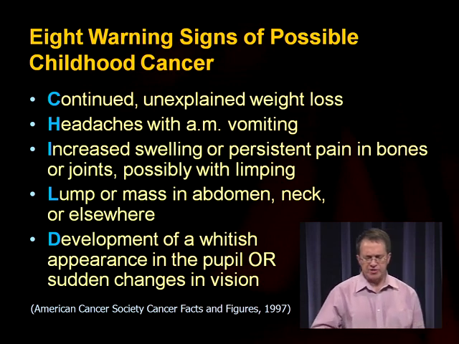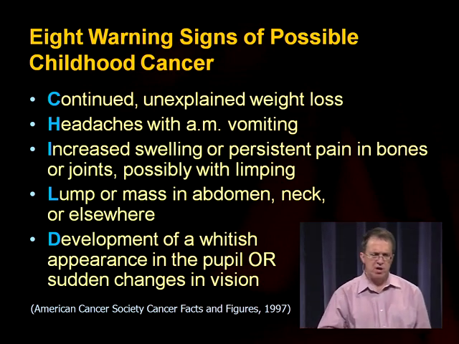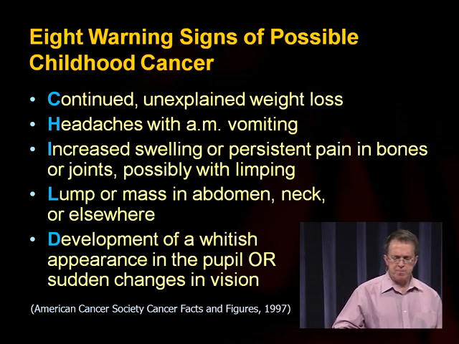Obviously, lumps or masses should make you think cancer. When you talk about nodes, they need to be big. Now, this is from the American Cancer Society, and boy, I hate this one. D, development of a whitish appearance in the pupil or sudden change in vision. I mean, now that's a lame part of a mnemonic, okay? What's that for? Retinoblastoma, right? Exceedingly rare, but a potentially interesting question. Bilateral retinoblastoma makes you think familial mutation in the RB gene.